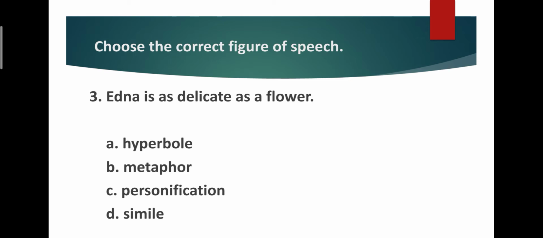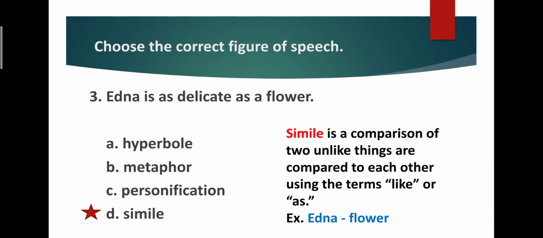Okay, study pagbalik niyo ang number 3. Edna is as delicate as a flower. Nanatay clue diha. If you remember the clue, then you will get it right. And the answer is the simile. Okay. But what is a simile? A simile is a comparison of two unlike things compared to each other using the terms like or as. So, pwede sa ni class, Edna is like a delicate flower. Pwede na. Pwede sa dang mingon nga, Edna is as delicate as a flower. That is still an example of simile.